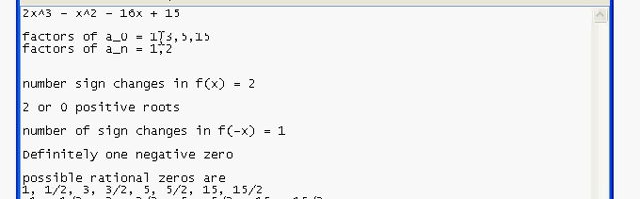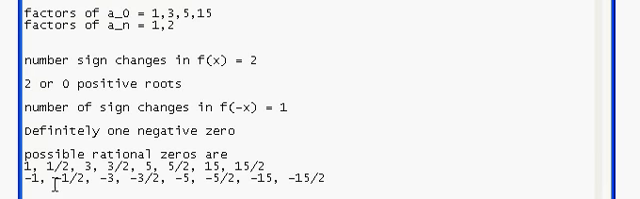So noticing that we have 1 sign change here from minus to positive when we evaluate this through f of minus x, that does guarantee us that there is 1 zero that is negative. Again, whether or not it's a rational number or an irrational number, we don't know. But knowing what we have about our factors, we can generate a list of possible rational zeros. So here we have them down here.